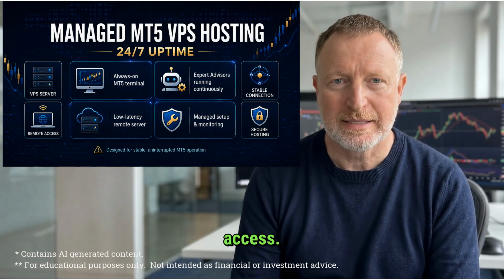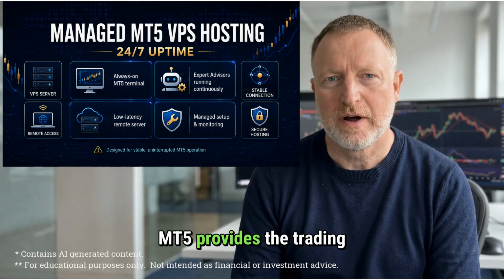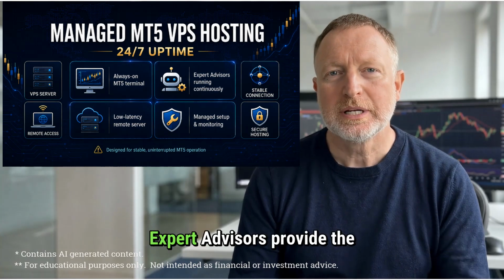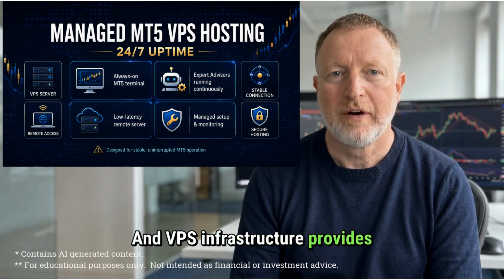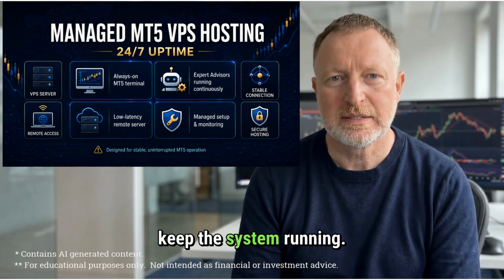This is where CFD trading and algorithmic trading intersect. CFDs provide the market access. MT5 provides the trading environment. Expert advisors provide the automation. And VPS infrastructure provides the stability needed to keep the system running.